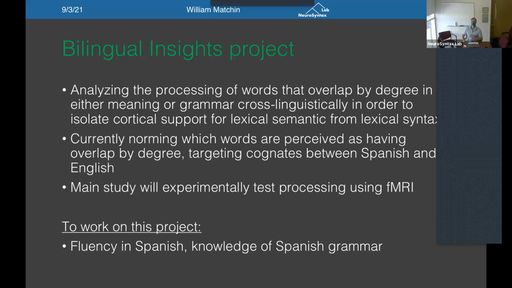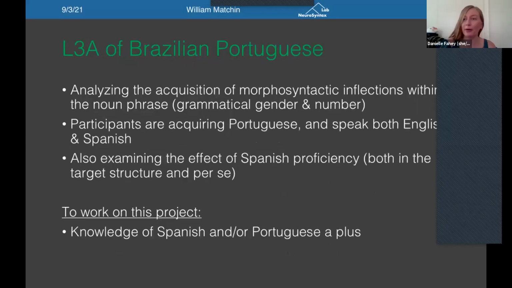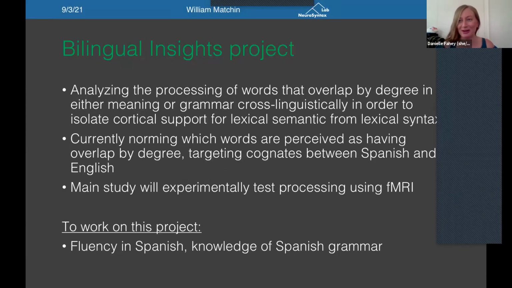Right, but this will be running the fMRI as well. So this would be one of the studies that you could help out with in that respect, in running the study at the scanner. Right. That part wouldn't require the Spanish, but if you wanted to help put together the experimental part, there's the Spanish needed. Right.